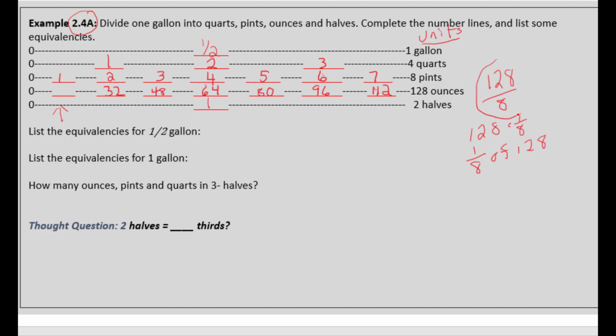This is equivalent to this. It's a difficult one, I know. But that would be 16.